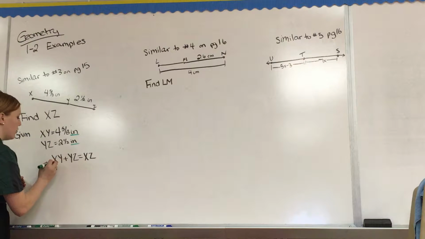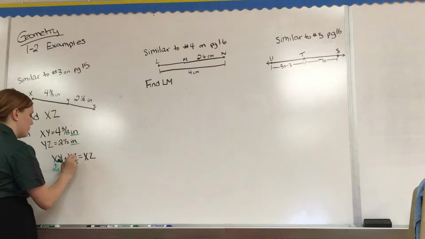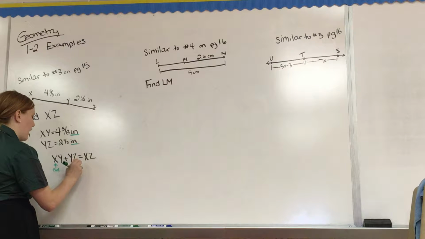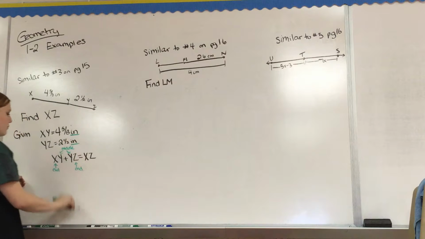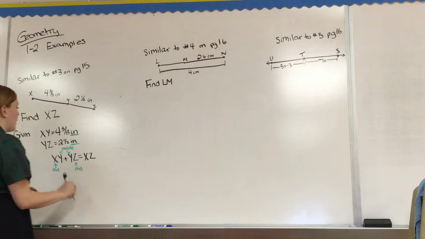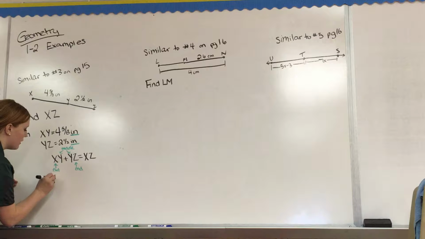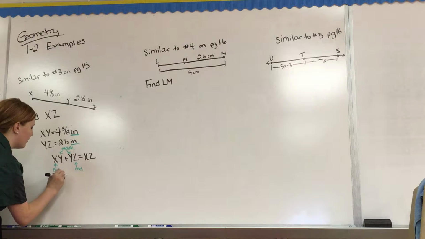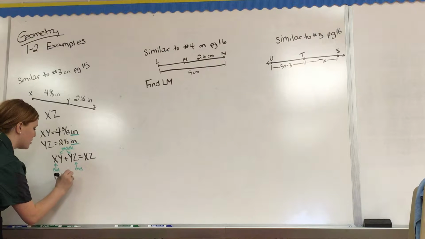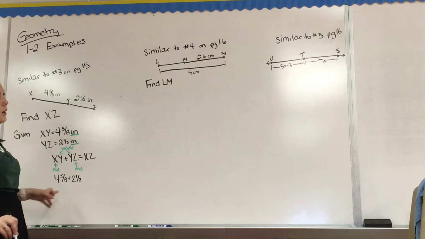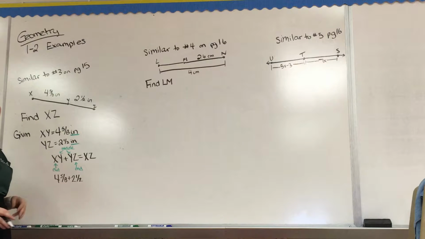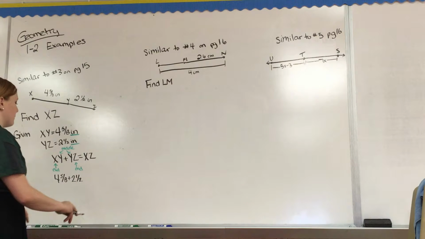If that's hard for you to remember, just remember end, and then in here we have the middle. Okay? So now we plug and chug. So we get 4 5/8 plus 2 1/2. Guess what? We can't do this because they do not have the same denominator.